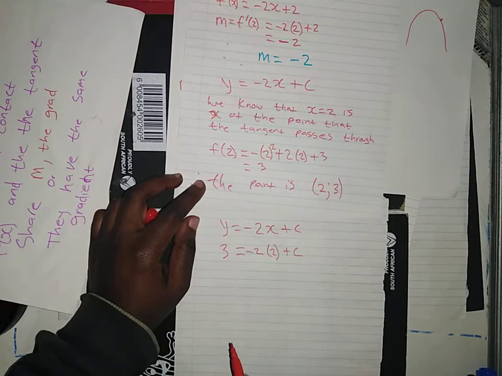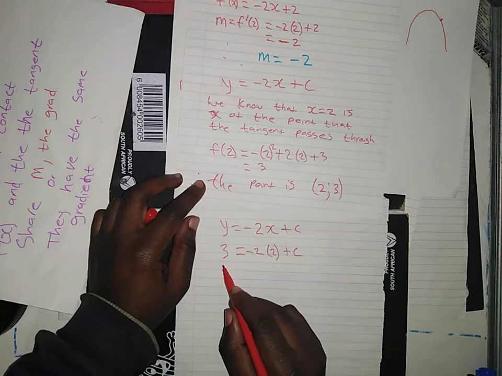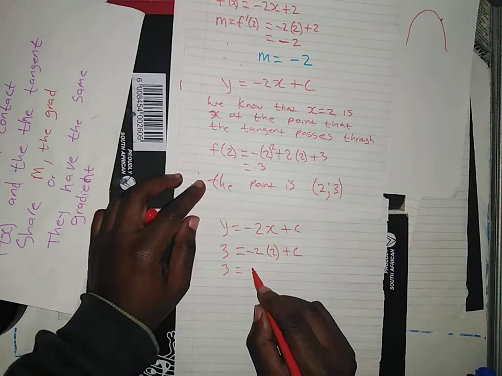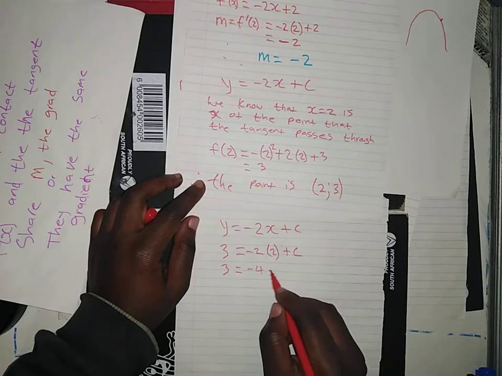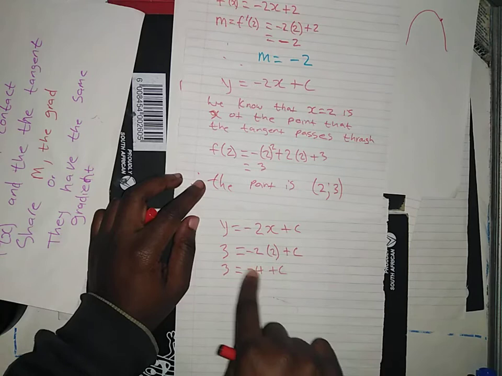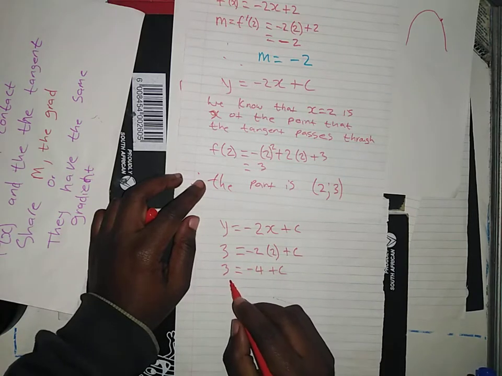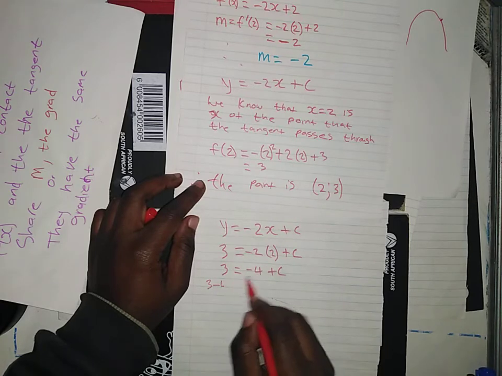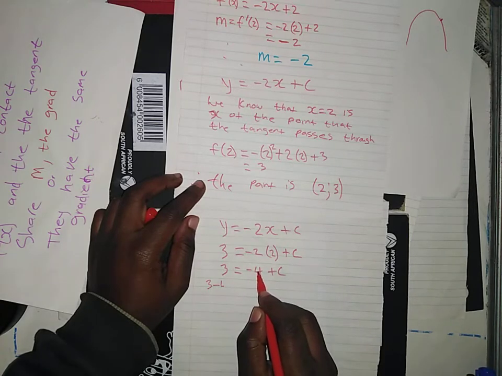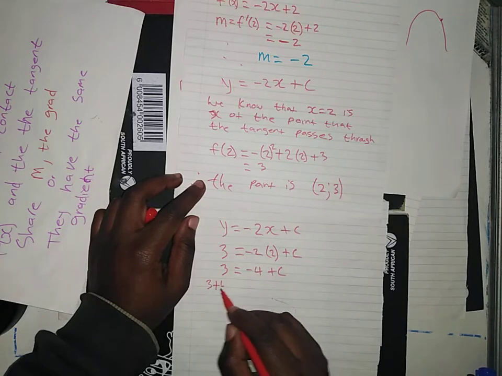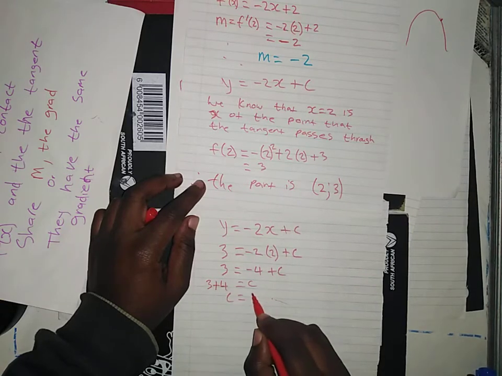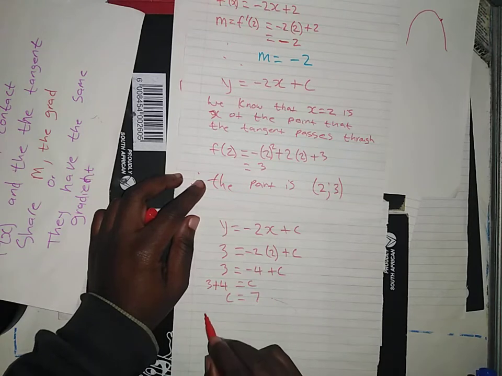And then what do you then do? This will give you 3 is equal to minus 2 times 2, which is minus 4, plus c. And then you take this 4 to this side, it's going to be plus 4. So you're going to have 3 plus 4 is equal to c, because when you take the minus 4 from this side and put it on the other side, it's going to be plus. That means c is equal to 7.